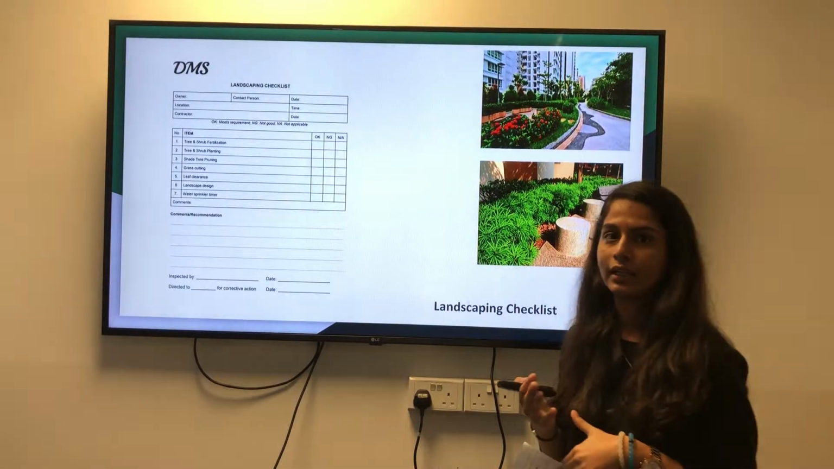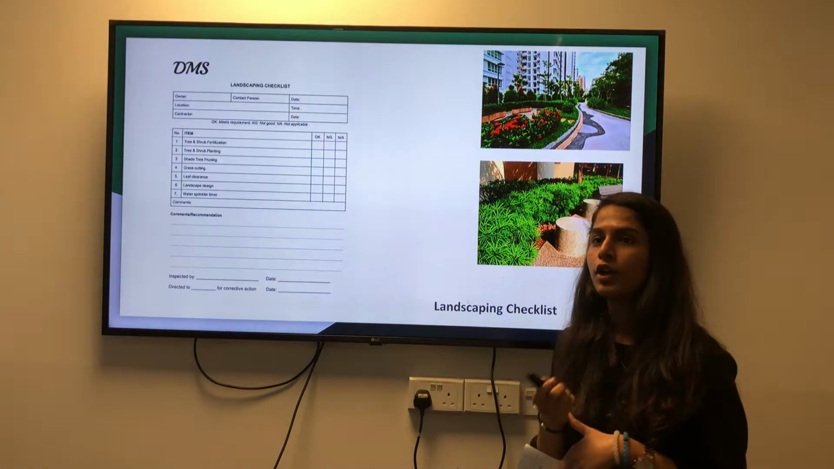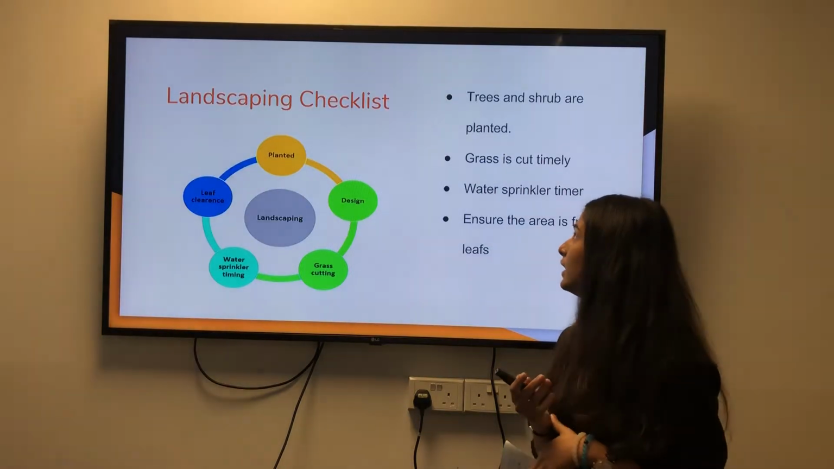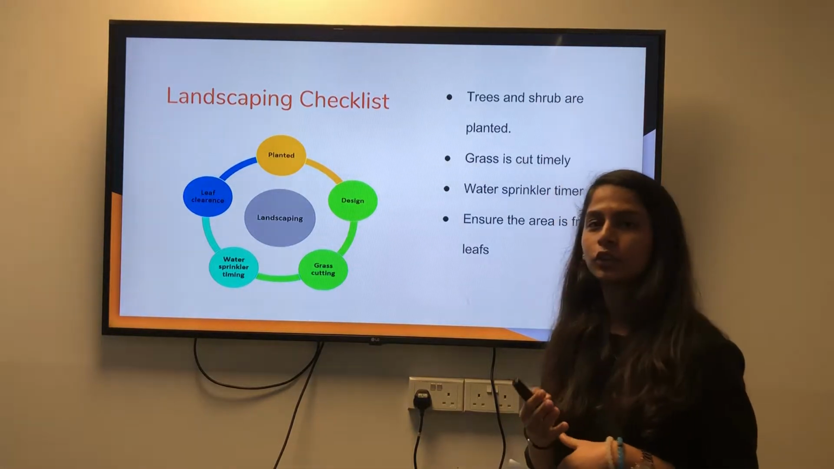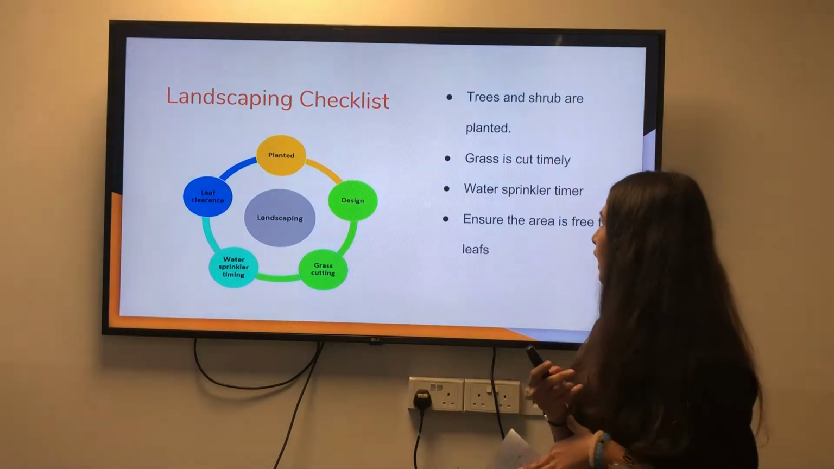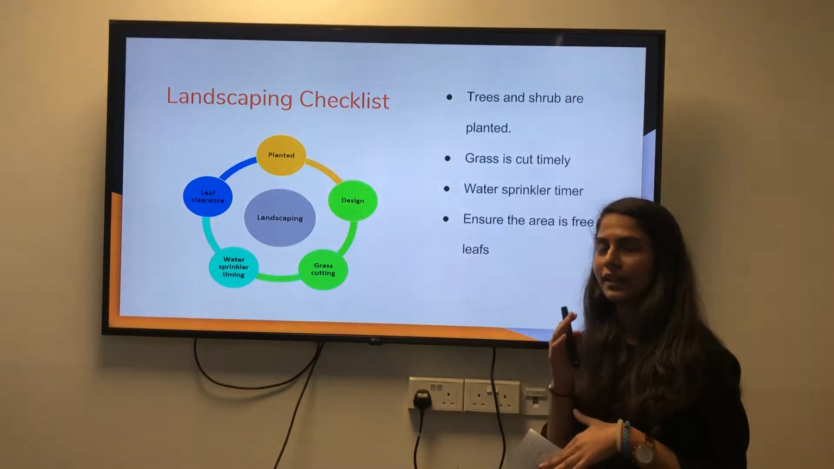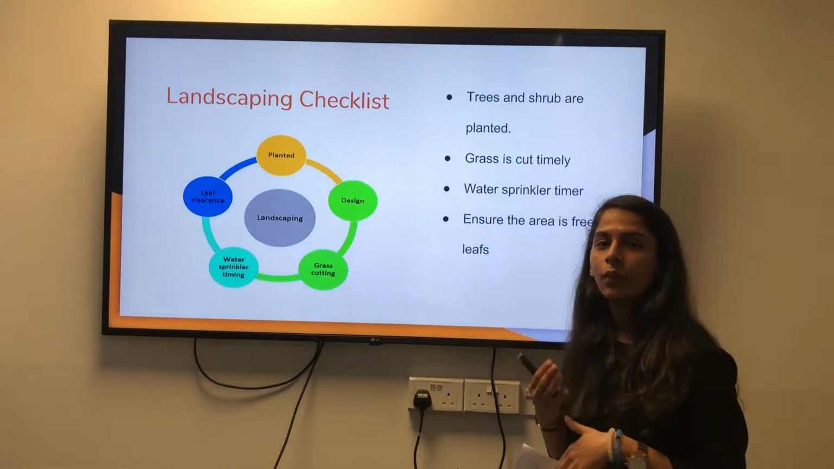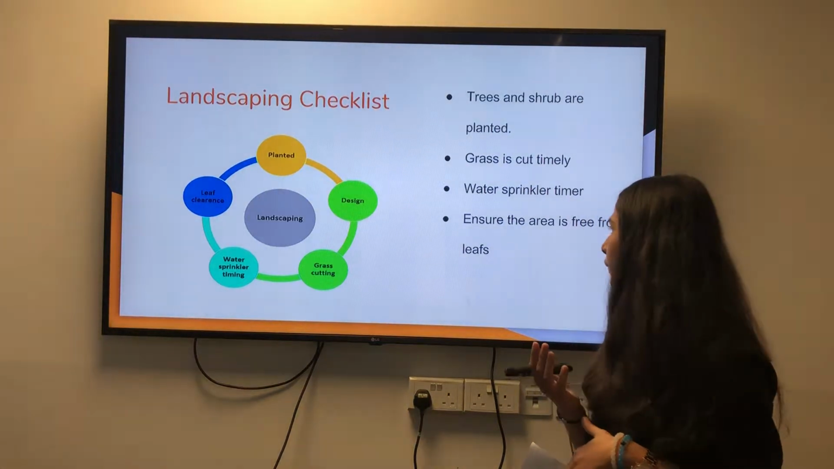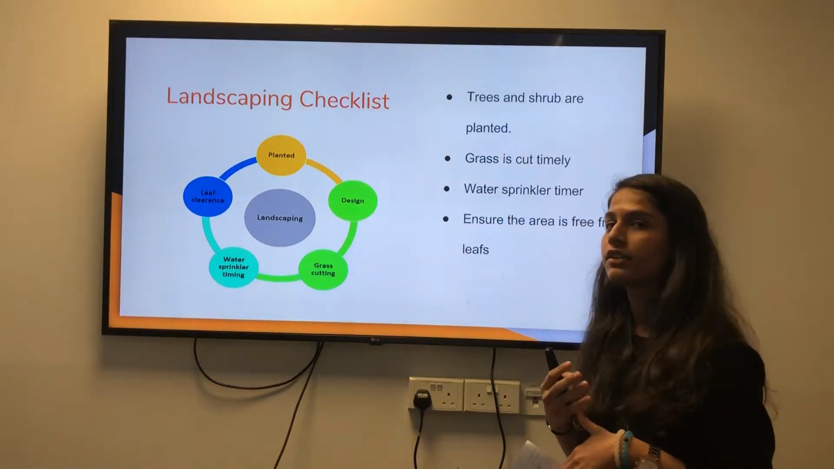So for the landscaping checklist, there are certain items to take note of. Firstly, for the landscape area, there's a need to ensure that the trees and shrubs are planted, and also the grass is cut timely, and also there's a need to check whether the water sprinkler device is operating well, and lastly to ensure that the area is free from leaves.